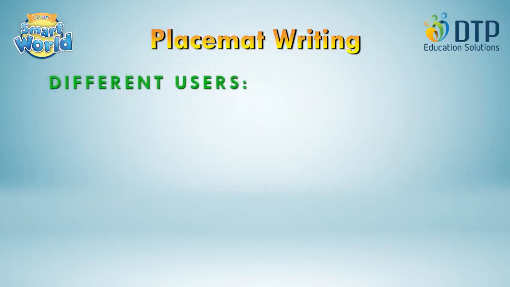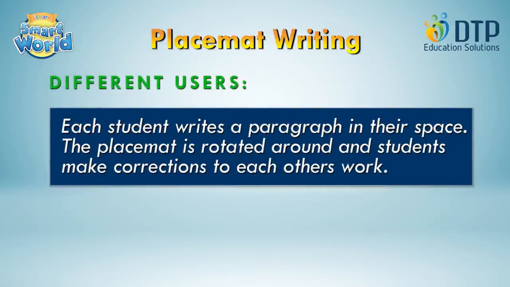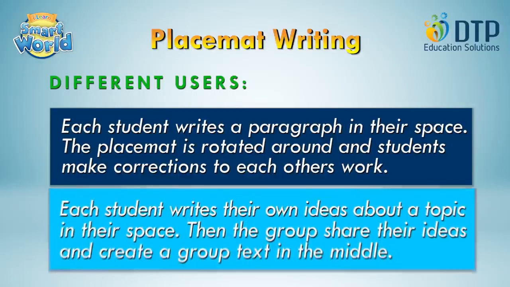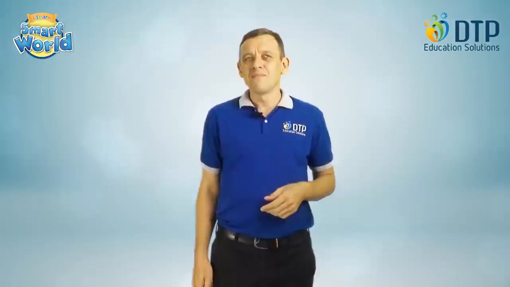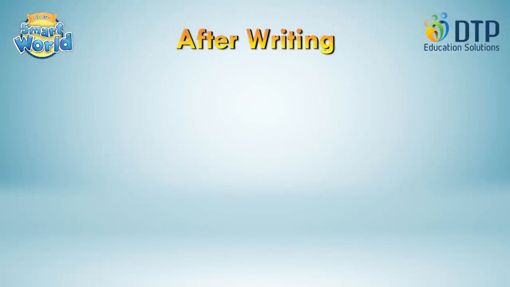There are different approaches to this. You could have students writing a paragraph in their own space, and when they rotate it around, students can make corrections to each other's work. The placemat is a great activity. It encourages students to review each other's work, encourages students to share ideas, and also to reach agreement on a final text. Now let's talk about after writing.